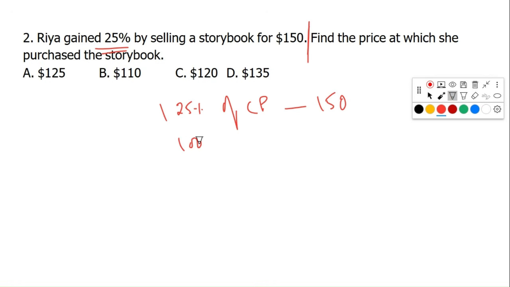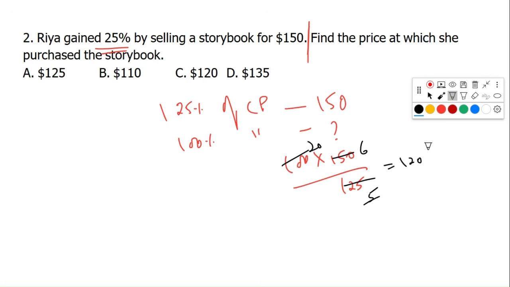So I bought it for 100% of my cost price. How much? So 100 into 150 divided by 125. So just cancel it out. 25 will go how many times? 5 times, 6 times, 5 will go 20 times. So your answer is 120.